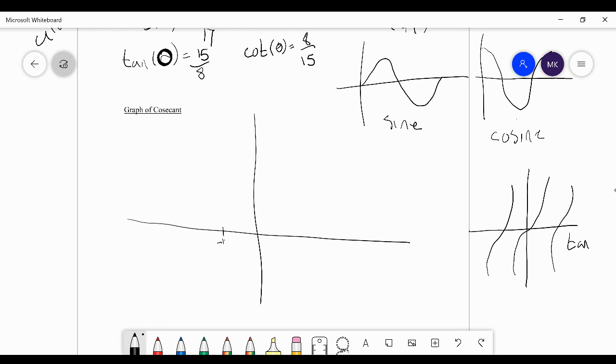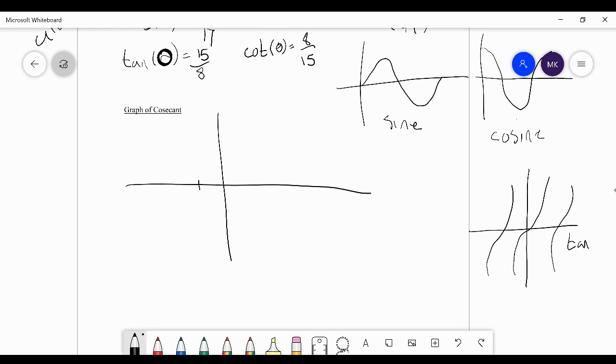So negative pi over 2, negative pi, negative 3 pi over 2, and negative 2 pi. Pi over 2, pi, 3 pi over 2, 2 pi.